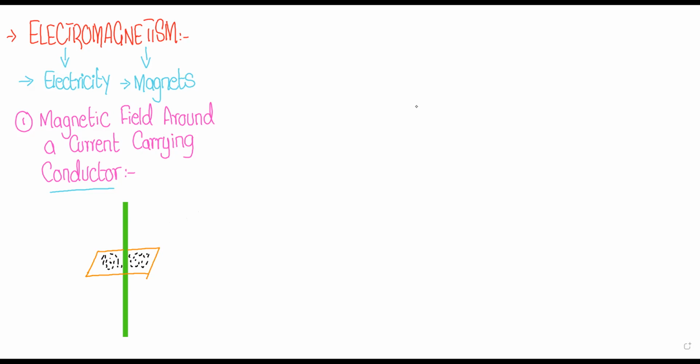Let's suppose the direction of current is in upward direction, right? Current is flowing in upward direction. So now we need to know the rule for how we can identify the direction of magnetic field. To identify the direction of magnetic field, we can use the right hand rule.